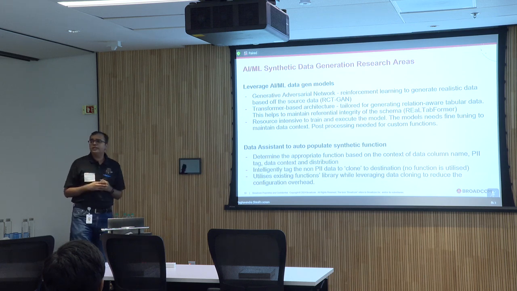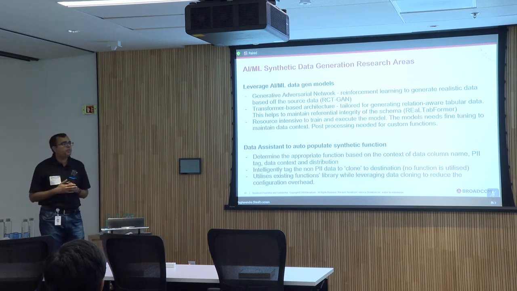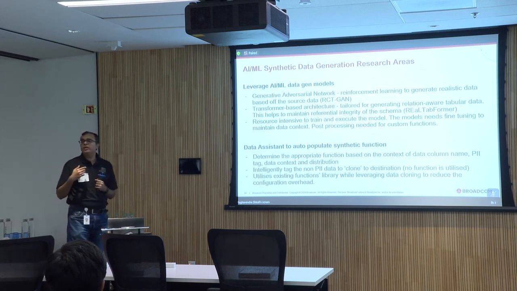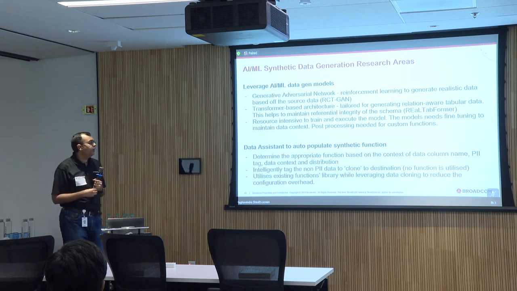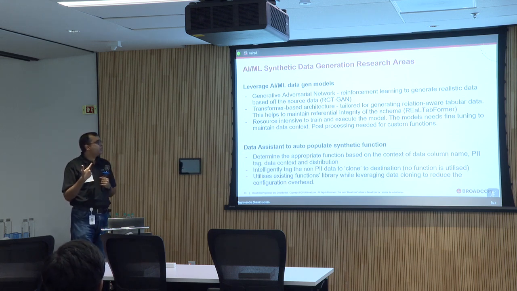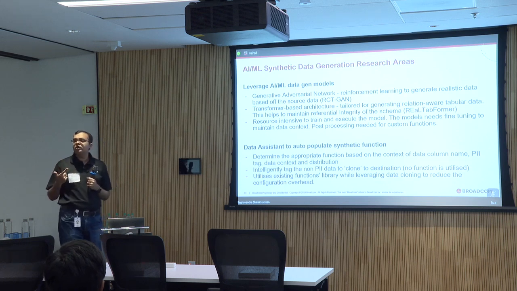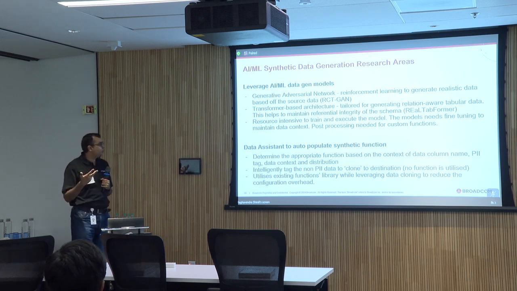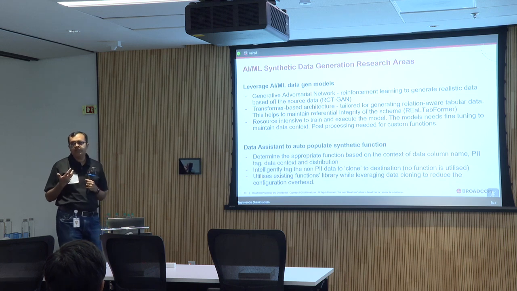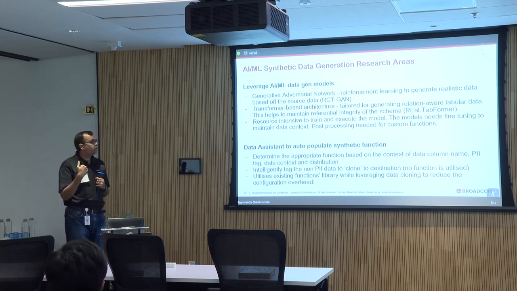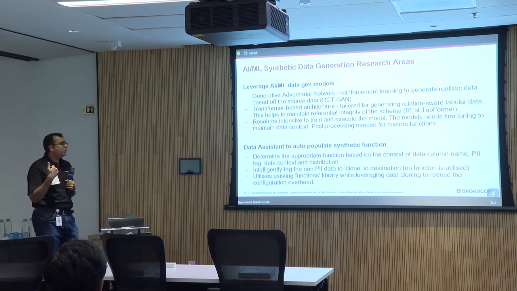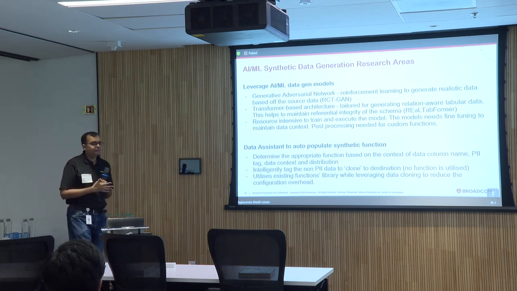So like I said, synthetic data generation is all about writing functions, right? And the question came in: why can't AI and ML write functions? And that's what this is about. First, the algorithm looks at the name of the column, the data there, the distribution, and the tags associated with it, and picks an optimum function to essentially generate the data for it.